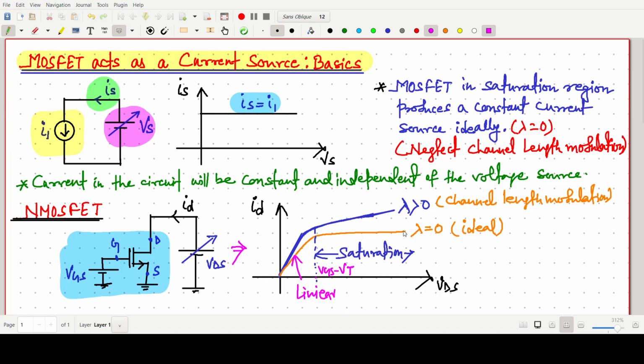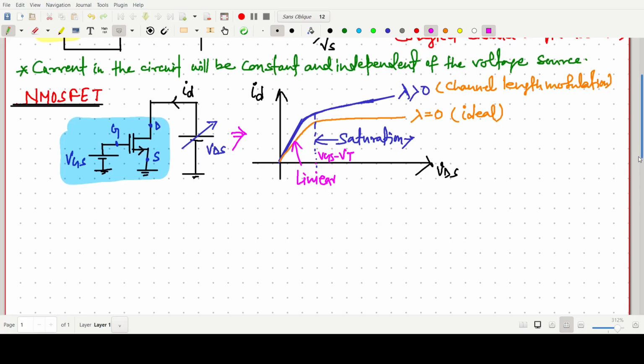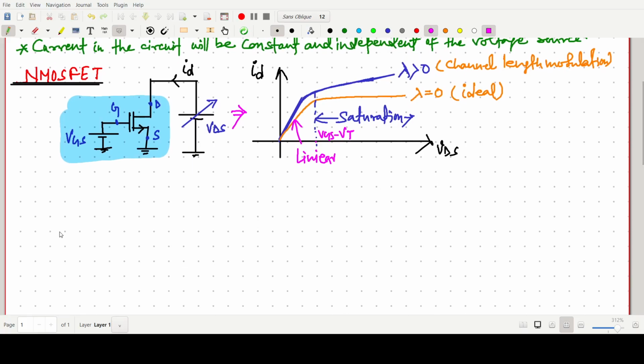But what we observed is that there is some limitation. There is some flip side. There are two flip sides, we can say.